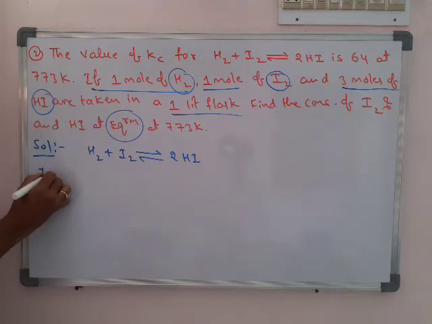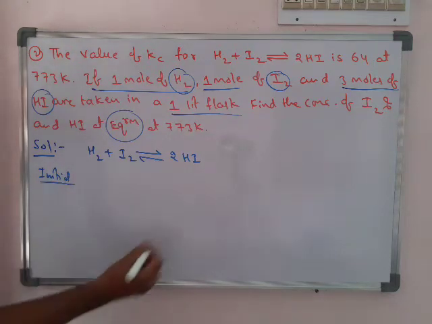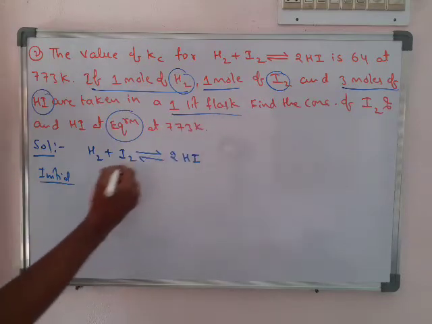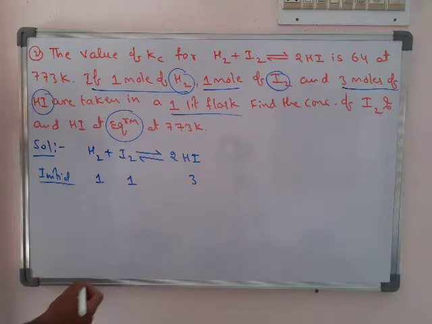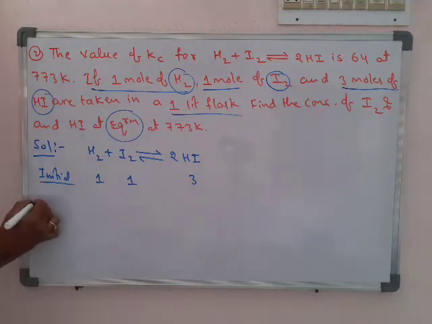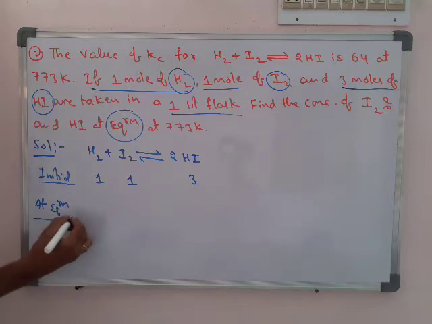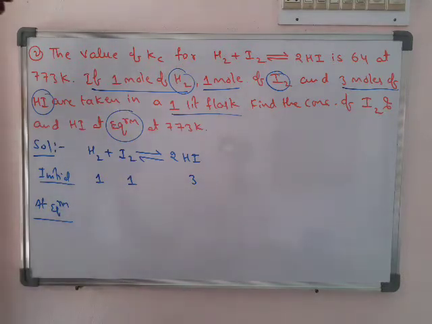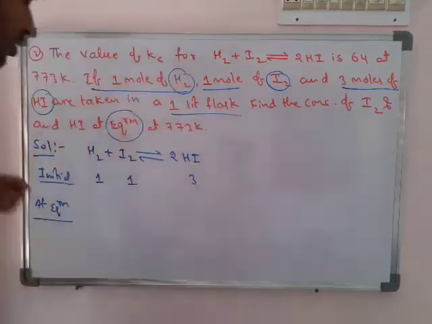So we know the initial condition. Generally initial reactants are taken and product is 0. But here initially it is given as 1 mole, 1 mole, 3 moles. Next, at equilibrium, what changes do we have to take in terms of x? Because there are no percentages and no other clue is given, we take it in terms of x.